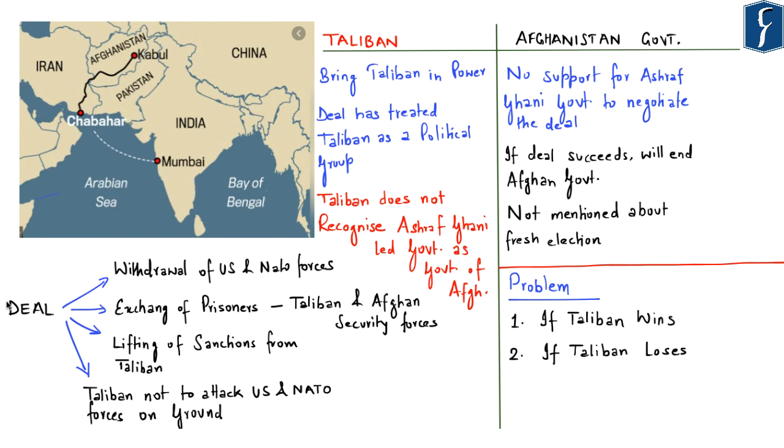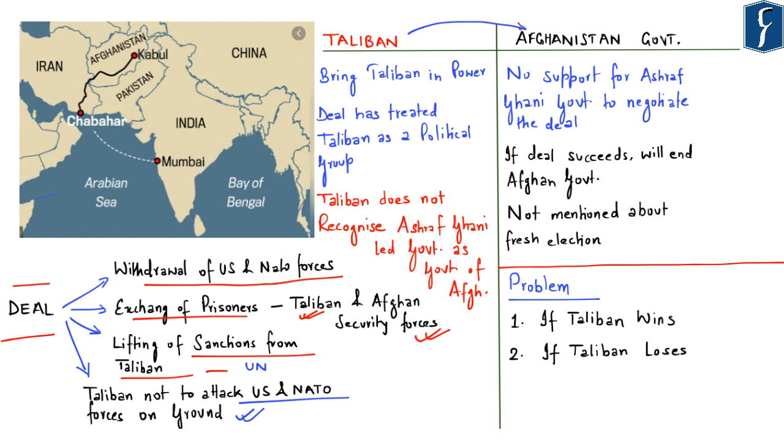Now the major highlights of this peace deal can be said to be the withdrawal of US and NATO troops from Afghanistan, exchange of prisoners, that is between the Taliban and Afghan security forces, and lifting of sanctions from the Taliban. The United States had agreed to lift sanctions from the Taliban and in this regard would work actively with the United Nations. And another important aspect of the deal is that the Taliban will not attack US as well as NATO forces on the ground. Now this deal negotiated by the United States between the Taliban and the Afghanistan government has put the Afghanistan government under severe problem. Now there is no official support by the United States for the Ashraf Ghani government to negotiate the deal.